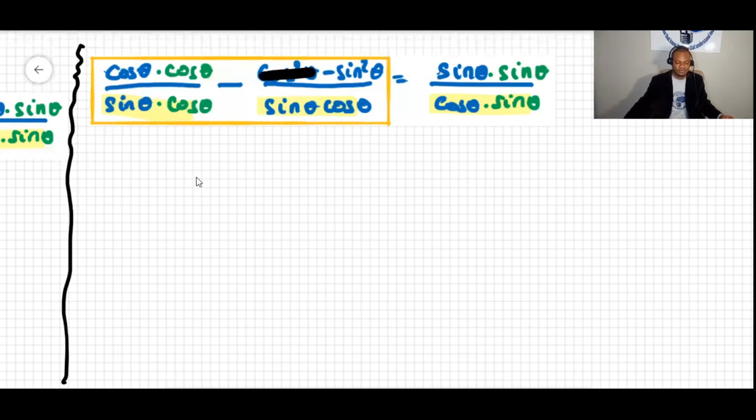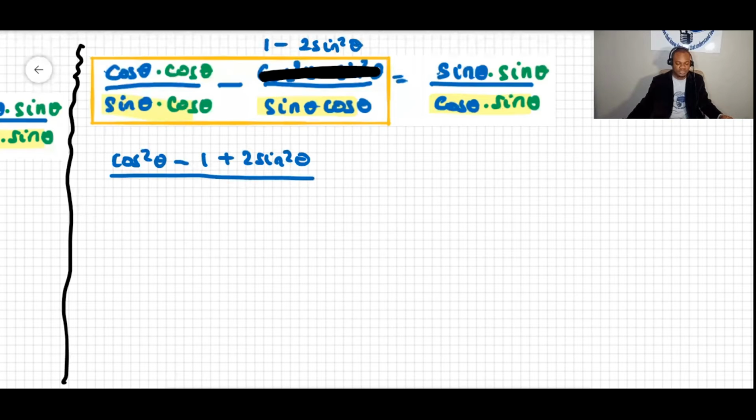Over here, I am not going to leave this, but instead I'm going to substitute 1 minus 2 sin squared theta. So now this will be cos squared theta minus 1 plus 2 sin squared theta when we combine the fraction, over sin theta times cos theta, and this is equal to sin squared theta over cos theta sin theta.